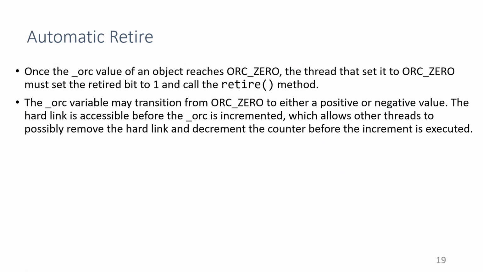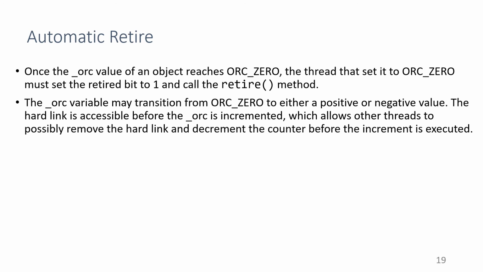As soon as an object has no hard links to it, it must be retired. Or in other words, if its _orc value reaches zero. The thread that has changed the _orc value to zero is the one responsible to retire the object. For that, it must change the be retired bit to 1 with a compare and swap, and if successful, call the retire method.